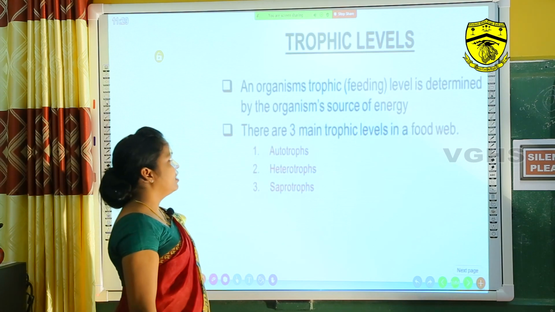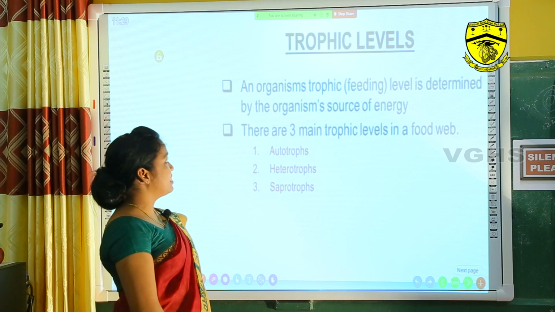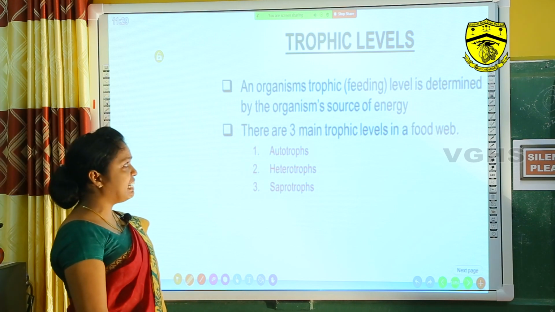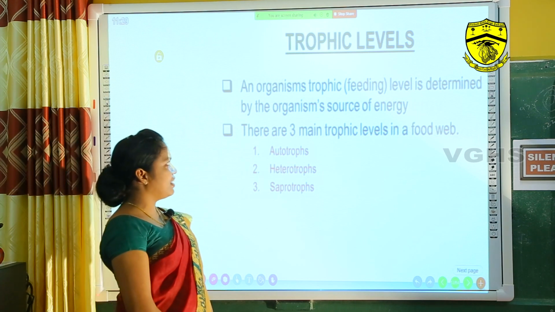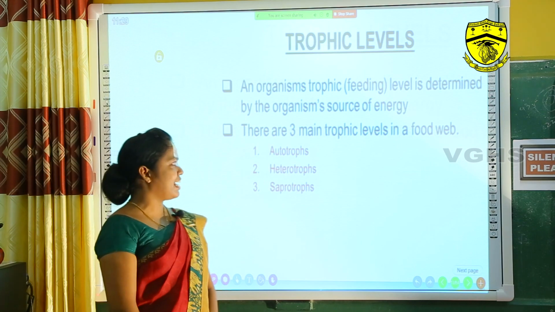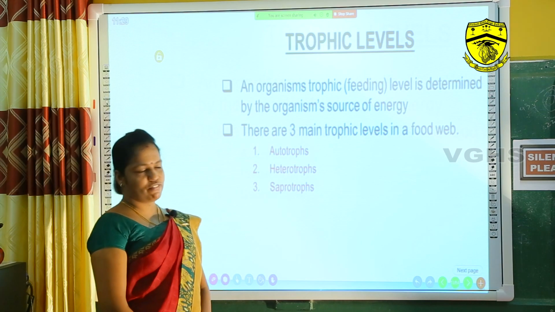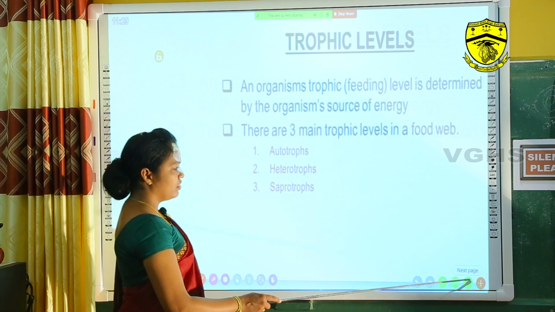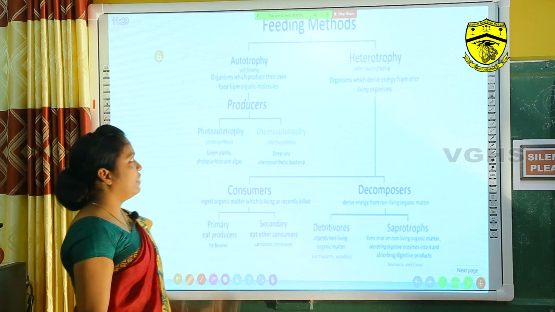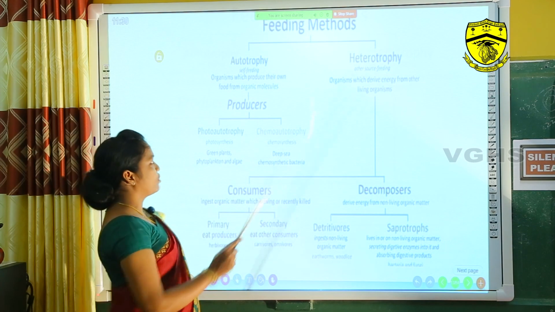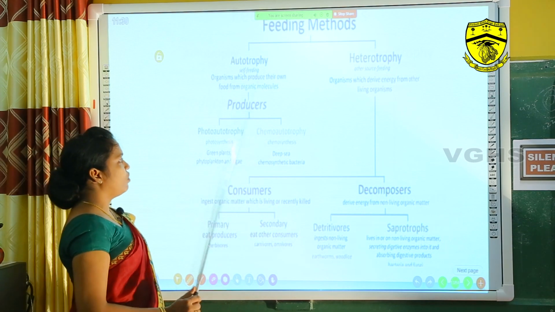And next one, trophic levels. You know that the feeding level is called the trophic level, which is divided into three types: autotrophs, heterotrophs and saprophytes. You know the feeding methods, autotrophs and heterotrophs. So the producers are the autotrophs.